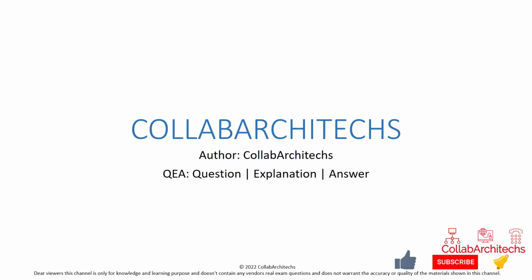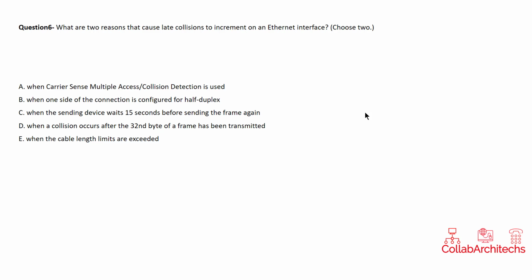Thank you. Now let's see what this Cisco CCNA routing and switching question is asking about. What are two reasons that cause late collisions to increment on an Ethernet interface? Choose two. So we have five options.